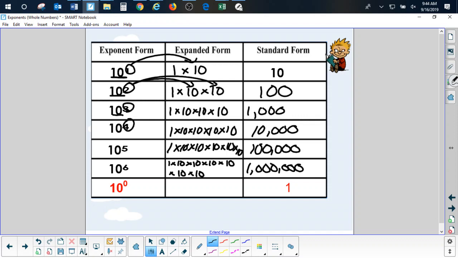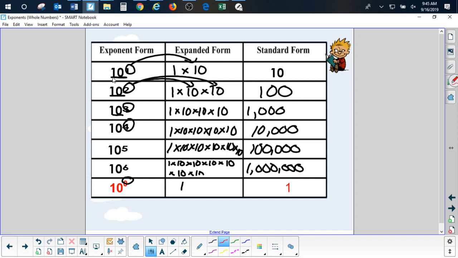And the very last one is important, because it's 10 to the 0. That tells us we want 0 10s. All right? It doesn't mean we want a 0, but we just don't want any 10s. So the expanded form is just 1. Normally you would write 1 times however many 10s. Because it's a 0, it's telling us don't write any 10s there. So the expanded form is just 1. And the standard form is also 1.